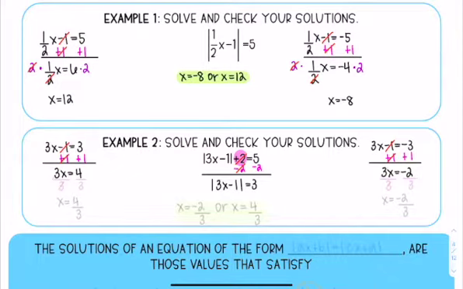Now what we want to do is get that x by itself, so we're going to divide both sides by 3. And this is going to be the same for the other equation. We've got to get that x by itself, so we're going to divide both sides by 3. And so for this first equation, we're going to get x equals 4/3, which can't be simplified, so we're just going to leave it. And on the other equation, we end up with x equals -2/3.